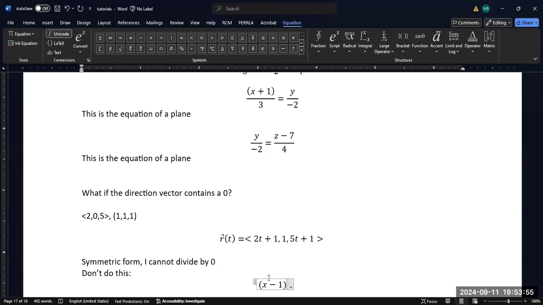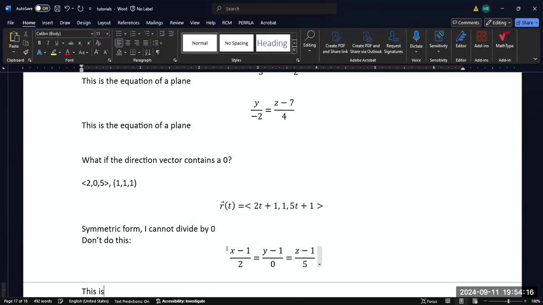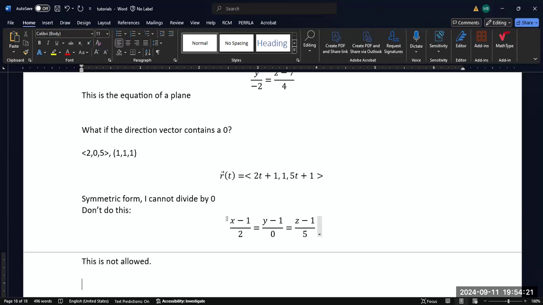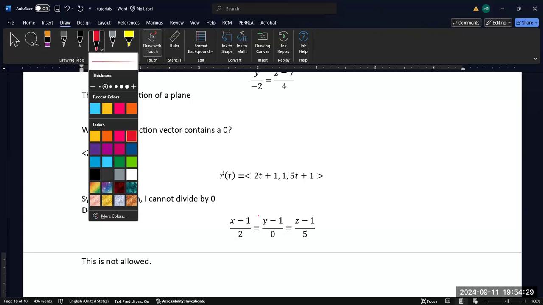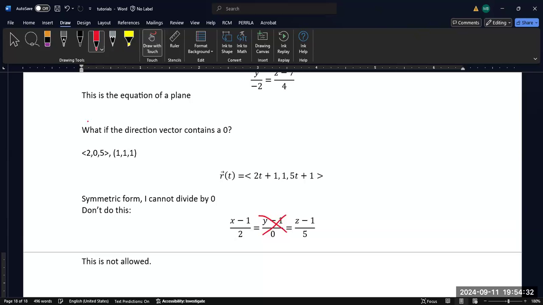X minus 1 over 2 equals y minus 1 over 0 equals z minus 1 over 5. Okay, so this is not allowed. And it will be marked wrong. So again, just so that it's clear, we're going to make this bright red. No, that's not okay.